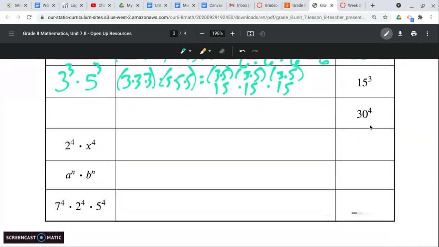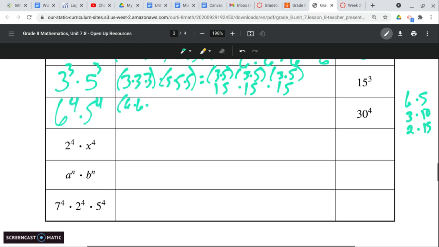All right, here we have 30 to the 4th. So what is one way that we can get 30? Well, we can do it with 6 and 5. We can also do it with 3 and 10, or we can do it with 2 and 15. So this one has multiple ways to write out the expanded form. I'm going to go ahead and do the 6 and 5. So we'd have 6 to the 4th times 5 to the 4th.